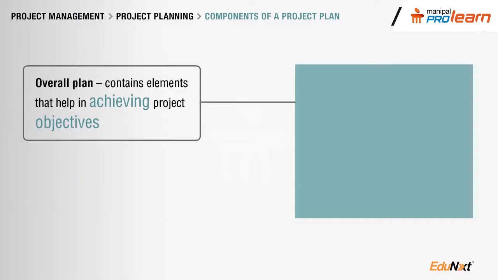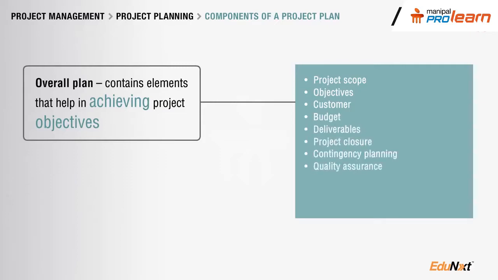So an overall plan includes project scope, objectives, customer, budget, deliverables, how, for example, you do project closure, quality, what kind of quality plan that you have, what kind of configuration management is in place, what kind of staffing plan, how are you going to ramp up the resources, are you going to have all the team members in place in the beginning of the project, are you going to hire the resources over a period of time. So that's about a staffing plan. So all these things come under, as I said, an overall plan.